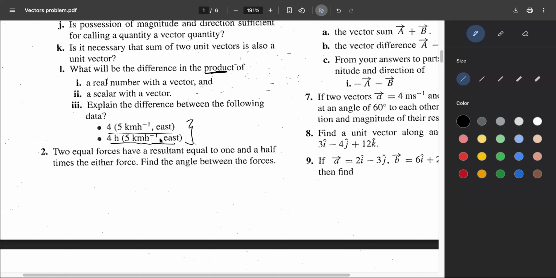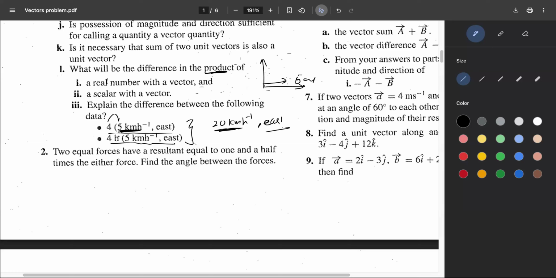In the first case, we are multiplying 4 with these things. So what does this mean? We are multiplying 4 into 5, so it becomes 20 kilometer per hour, and it is in the east. Direction is given as east. So the final result is 20 kilometer per hour in the east direction.